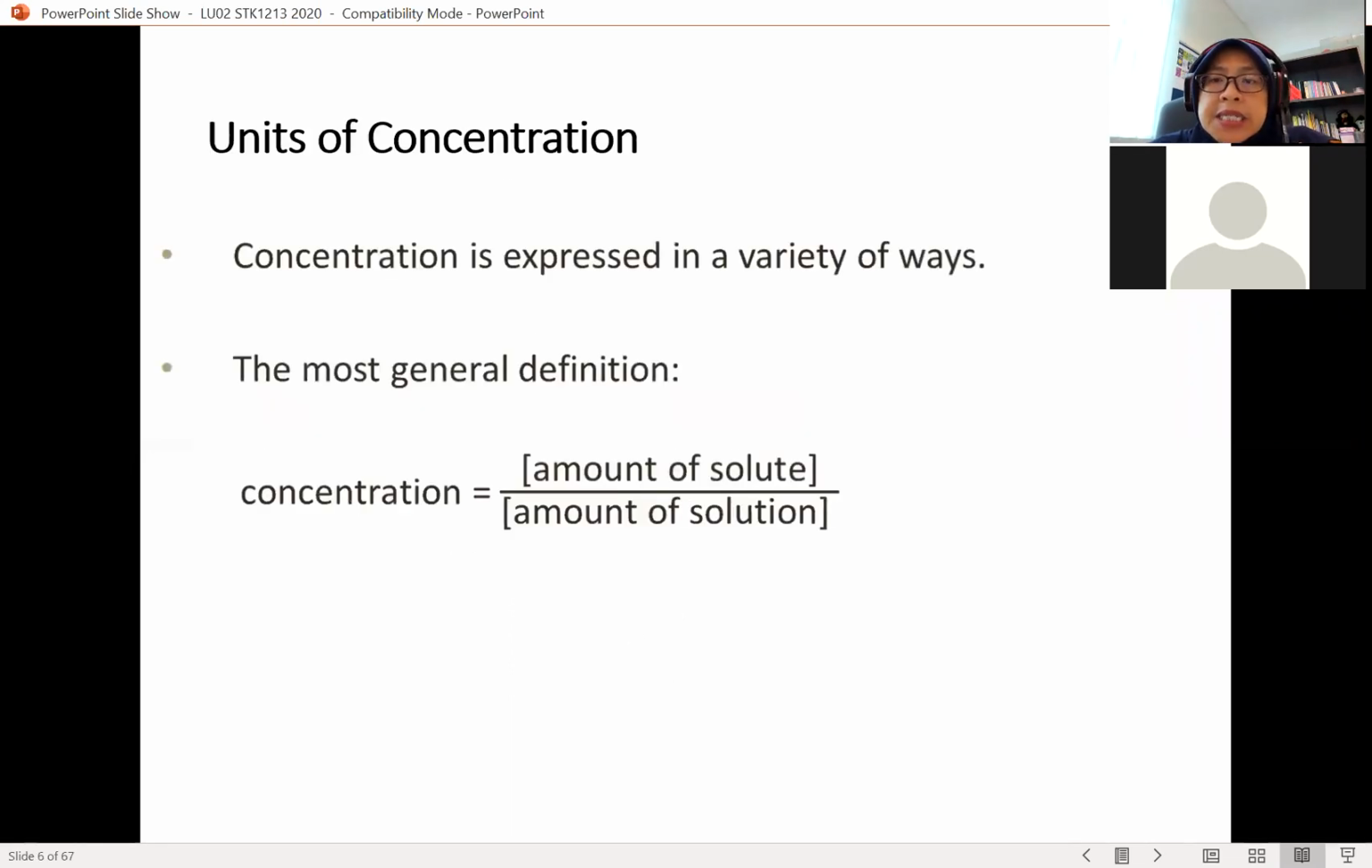Concentration can be expressed in many ways, but the most general definition is that concentration is equal to the amount of solute over the amount of solution. Okay, so this is the general definition of concentration. You want to determine how much solute is contained in a particular solution.